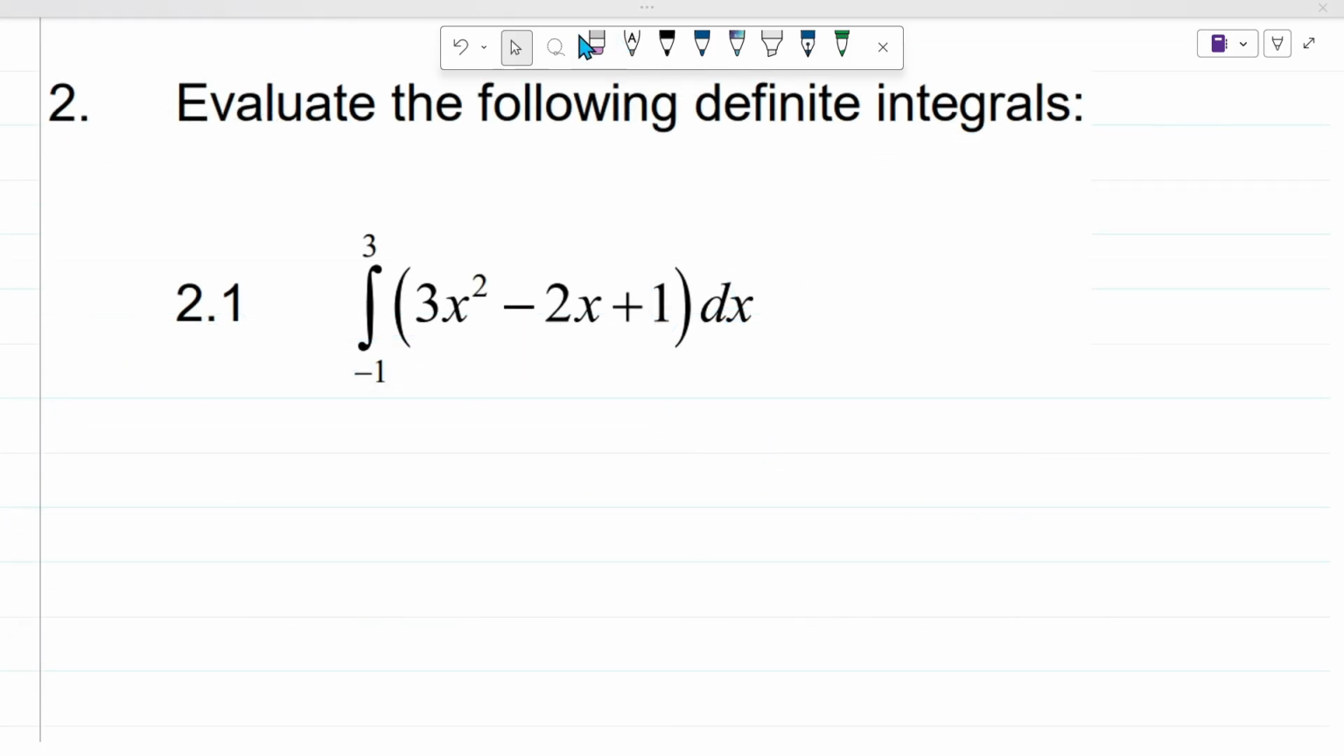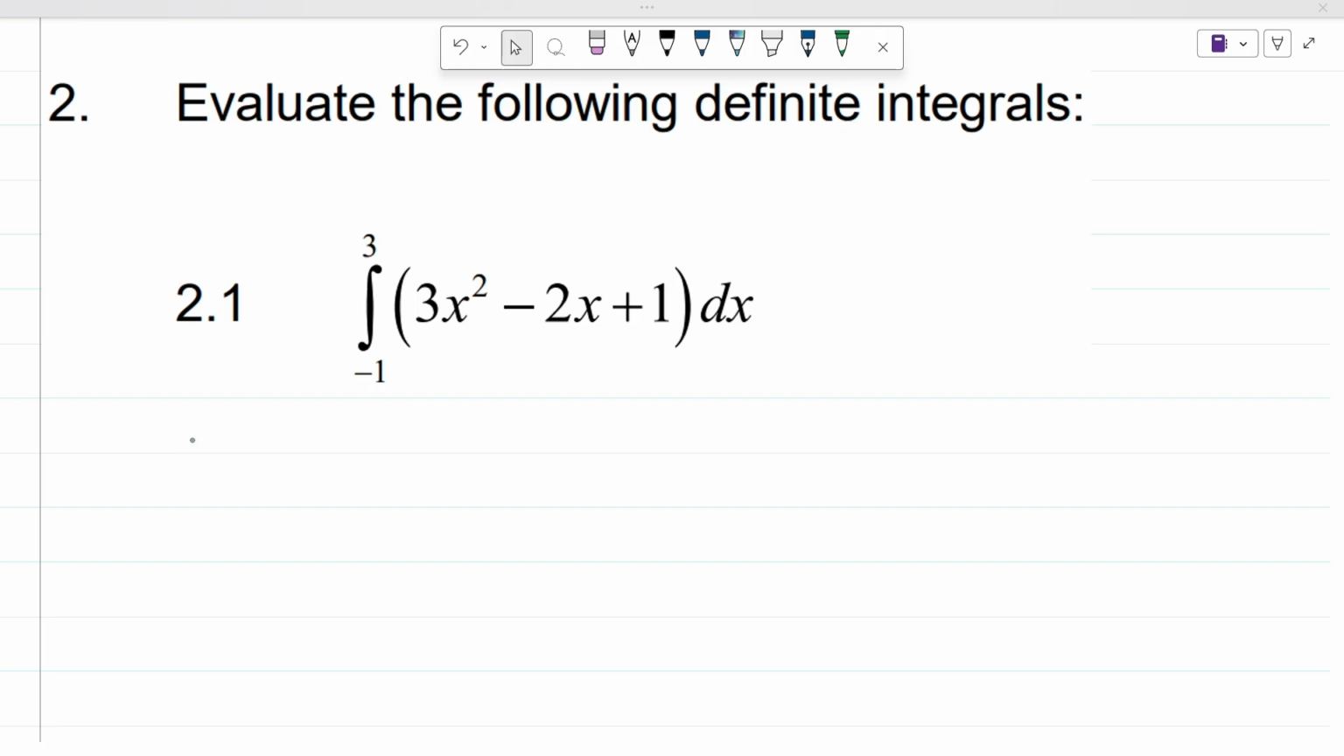Yeah, let's continue. So we have other questions here for definite integrals, whereby we're supposed to evaluate them. So let's start. So 2.1, we've got the integral of 3x squared minus 2x plus 1 dx, limits being from -1 until 3. So let's integrate. When we check our integrand there, we don't need to simplify. It is simple, so we can just integrate directly.